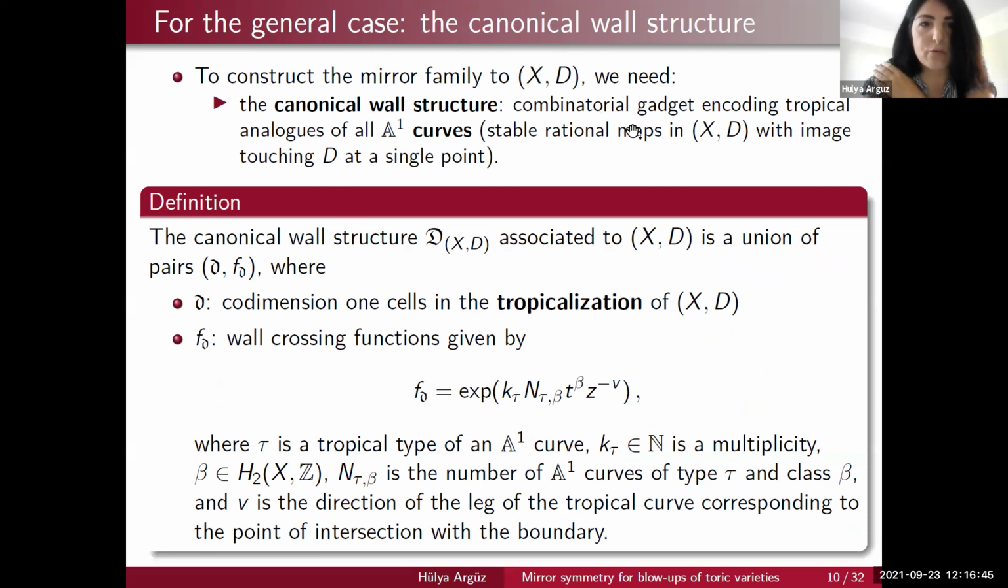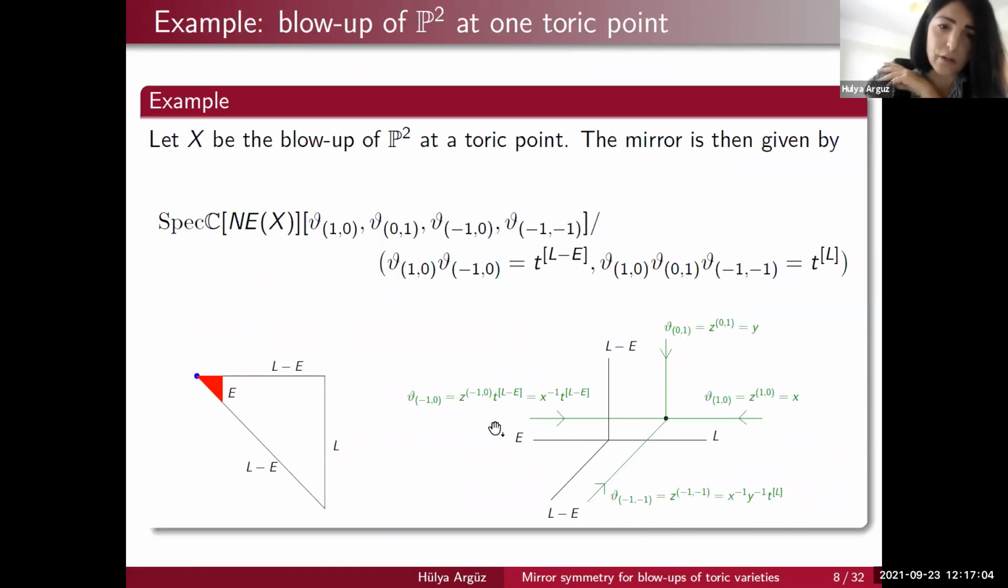And this is a combinatorial gadget which encodes all tropical analogs of A1 curves. So what are these? These are images of stable rational maps in your local Calabi-Yau pair which touch D at a single point. And why do we look at such A1 curves? It's actually very natural. If you blow up a toric variety at a toric point, what you add is just the ray corresponding to the exceptional curve. So when you do non-toric blow-ups, you want to build a fan encoding the data of all exceptional curves and, more generally, all curves that touch the boundary at one point.